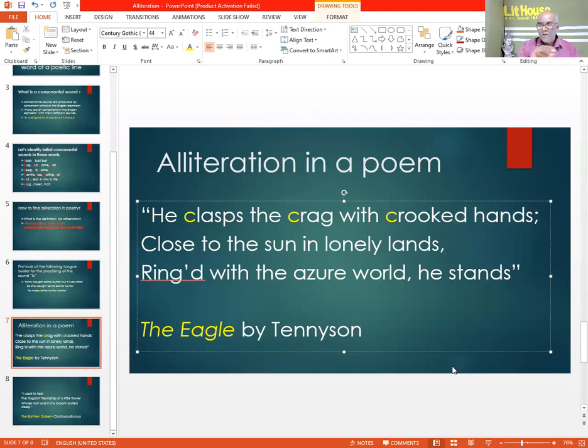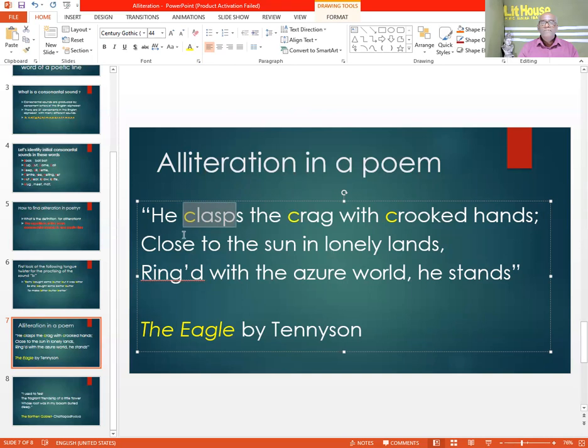Now, this is how we find alliteration in actual poetry. In one line, the same consonantal sound is repeated. Therefore, we say clasp, crag, crooked are alliterated, or they are in alliteration. You see, the K sound is repeated. Clasp, crag, crooked. Right.